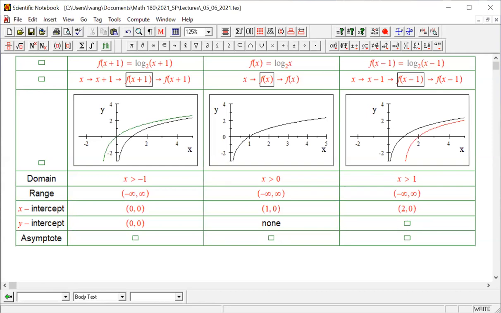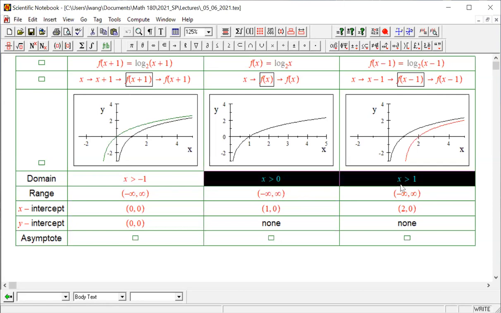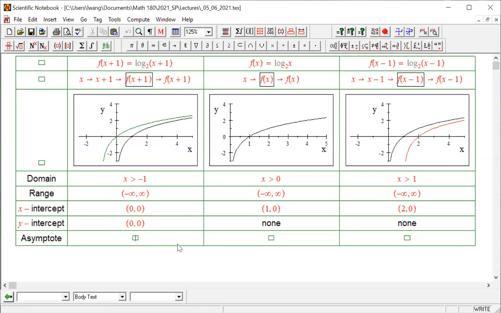Well, in the first function, the domain includes 0. So when we set x equals 0, you can find the y value, right? So input 0 is in the domain. And in the other two, input 0 is not in the domain. Therefore, you're not going to have the y-intercept there.